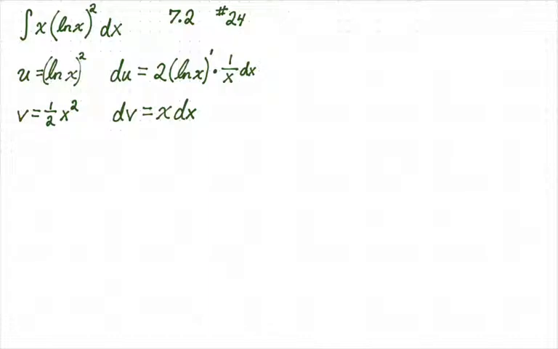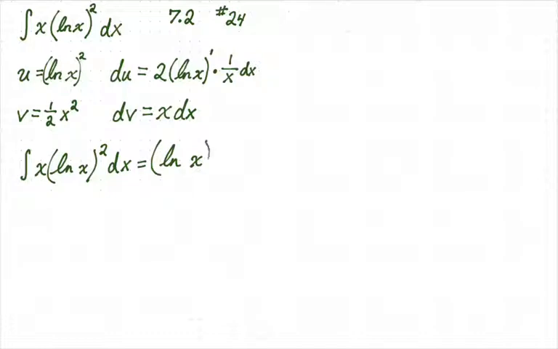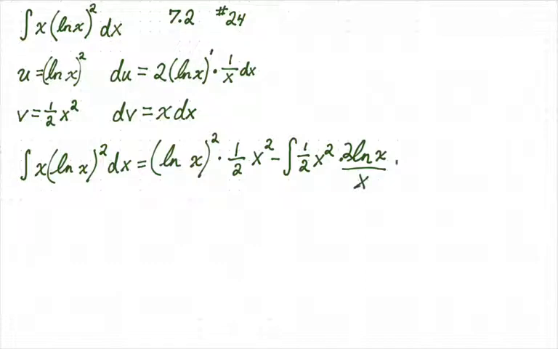And so the integral of x ln x squared dx is equal to uv, so ln of x squared times 1/2 x squared, minus the integral of v du, so 1/2 x squared times 2 ln x over x dx.